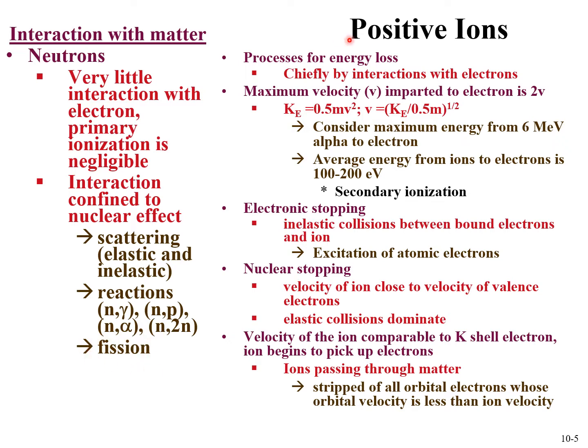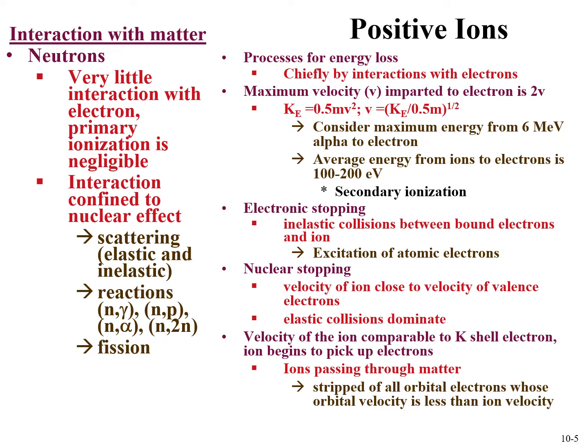So if we then go from neutrons to other charged particles, let's talk about positive ions. The process for energy loss of positive ions is primarily through the interactions with electrons. You get some velocity of the positive particle that's coming in, and it imparts the electrons twice this velocity. One can evaluate the velocity from the kinetics.